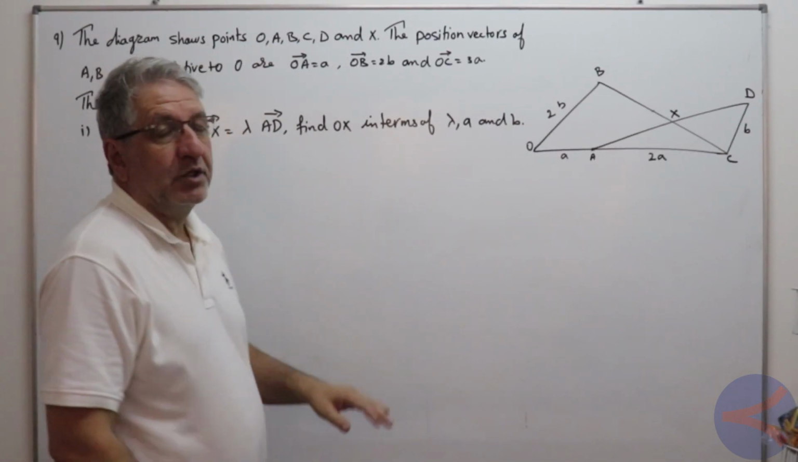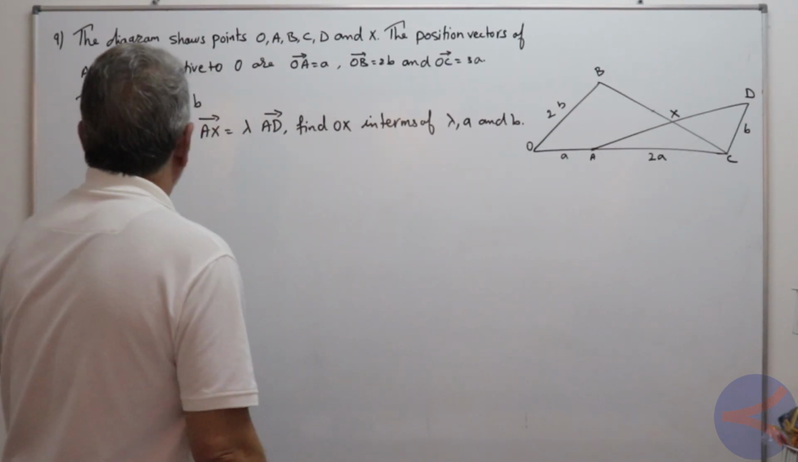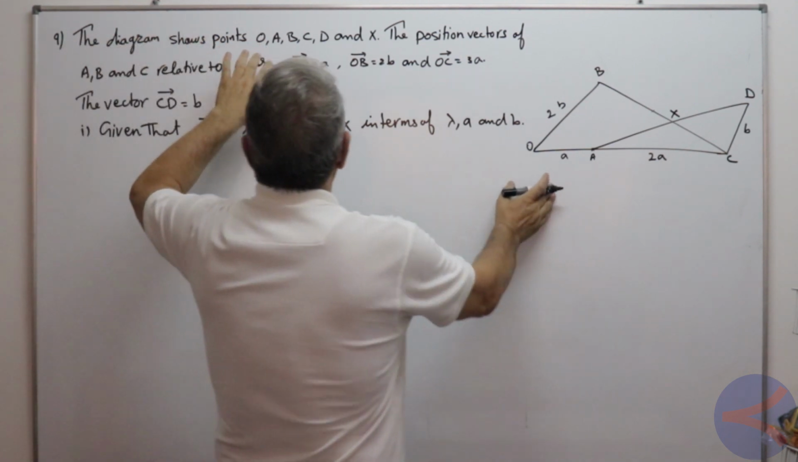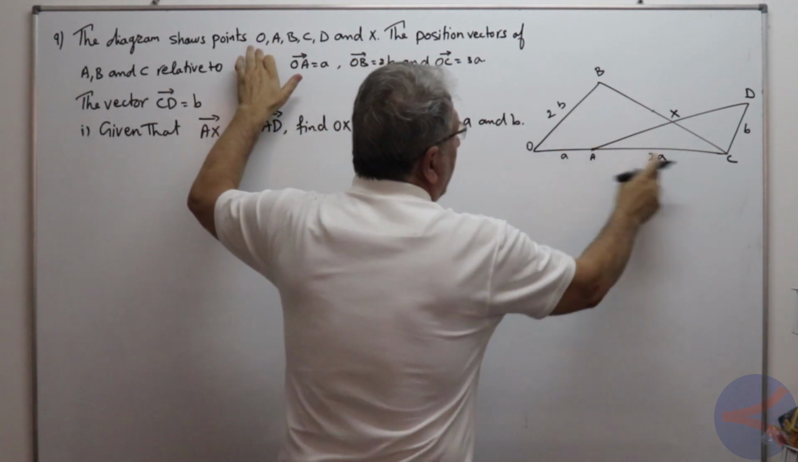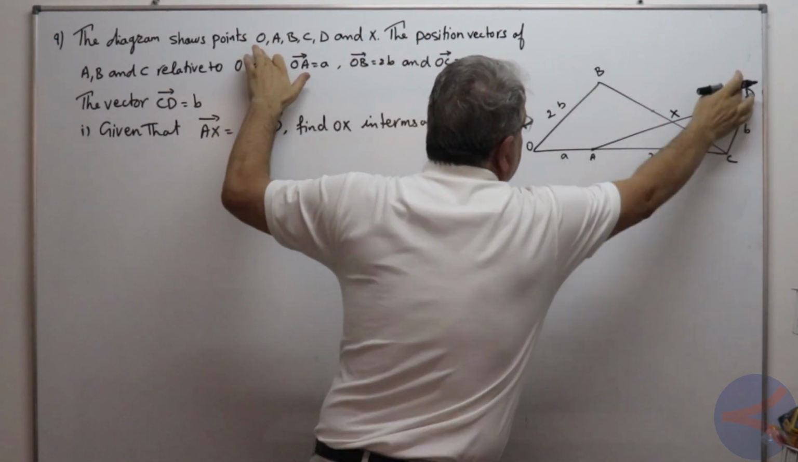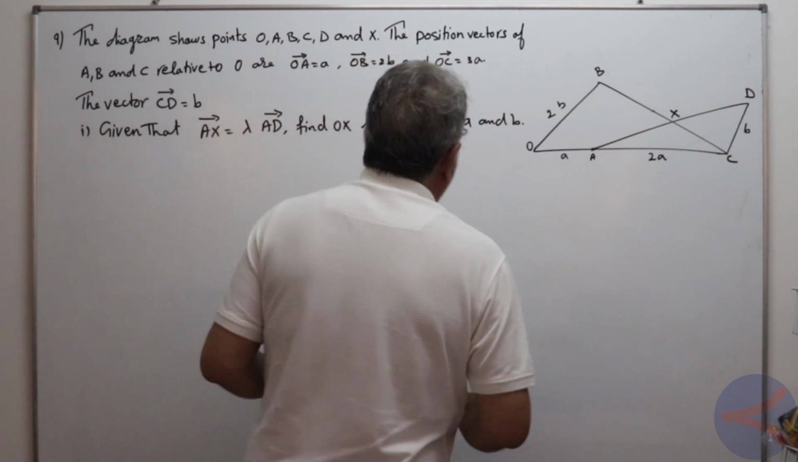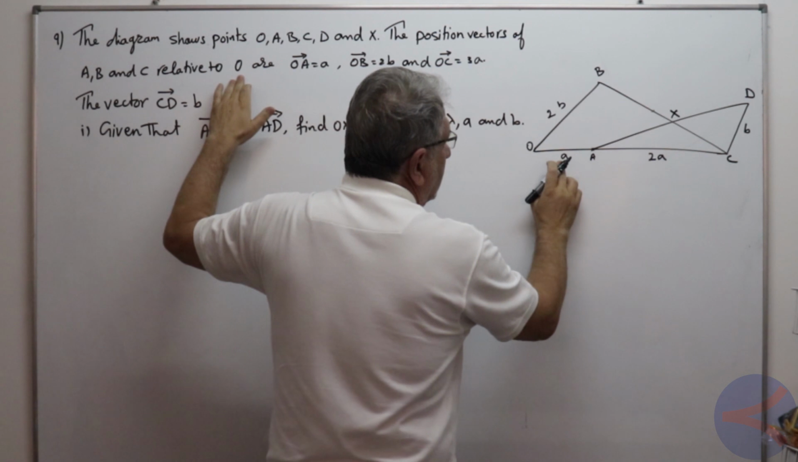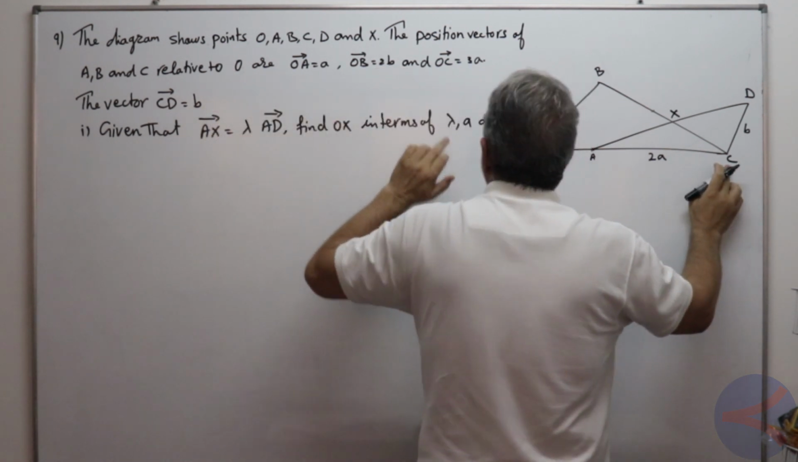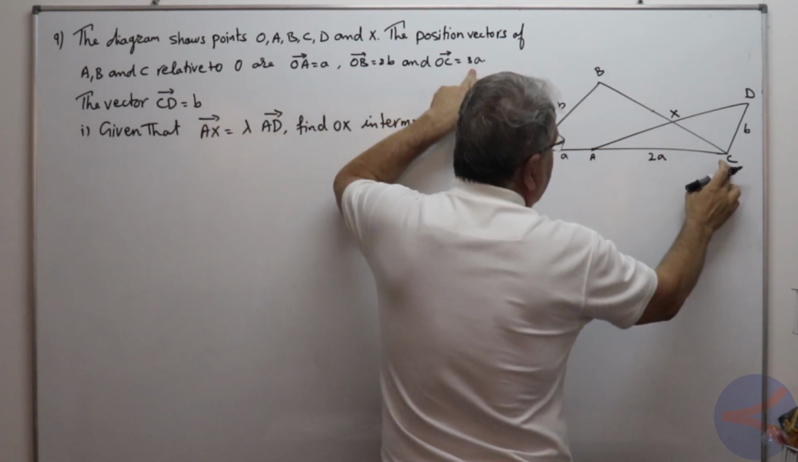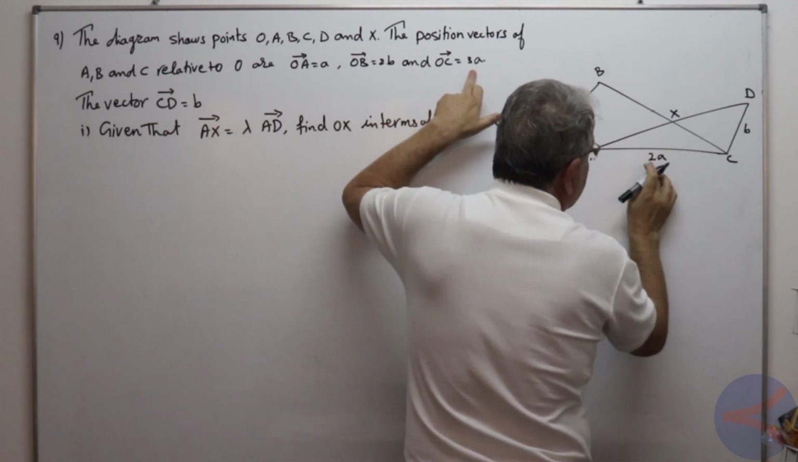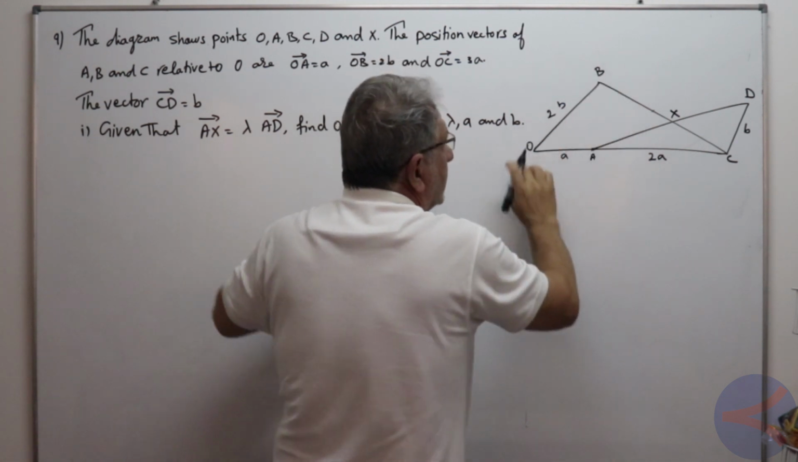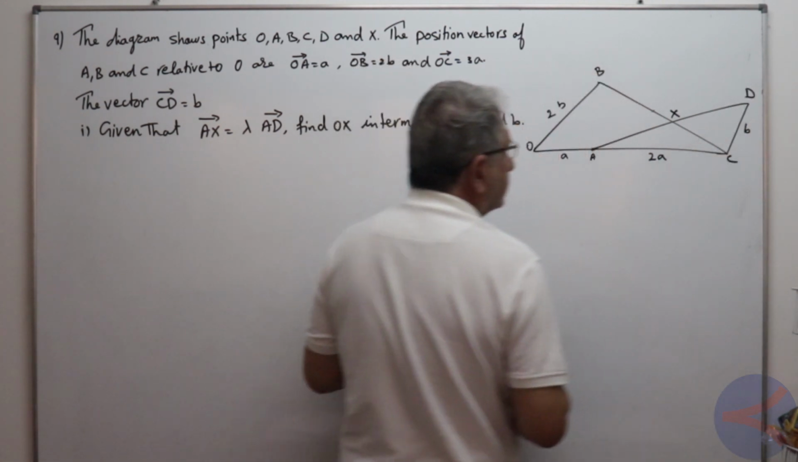Okay, now we are doing question number 9. Question number 9 is on vectors. Now they have given a diagram to us. They are saying that O, A, B, C, D, and X have position vectors related to O, saying OA is vector a, OC is the vector 3a. Therefore, this part AC will be 2a, and then OB is 2b, and CD is b.